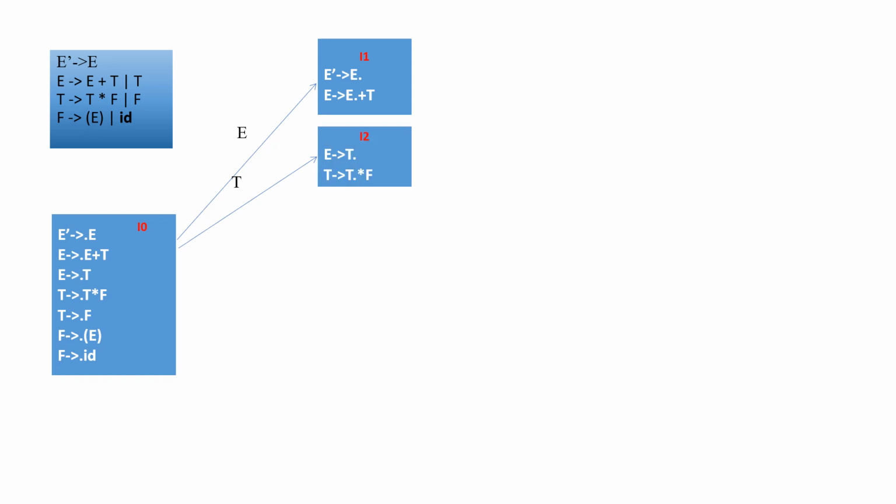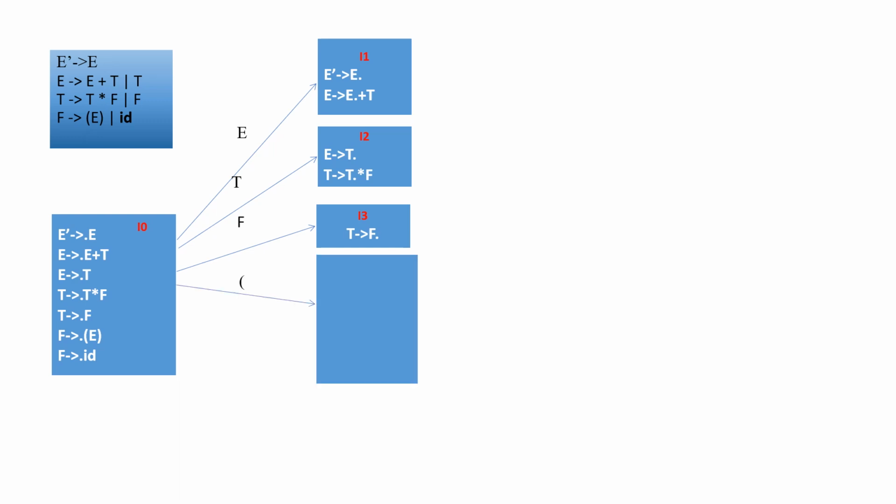Okay, E derives T dot, T derives T dot star F. On seeing F, T derives F dot, I3 becomes the final item. On seeing open bracket, dot is shifted, but look at that, the non-terminal is preceded by dot, which is the non-terminal E. So find the closure of E.